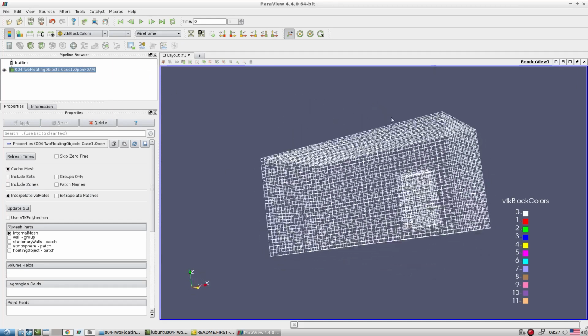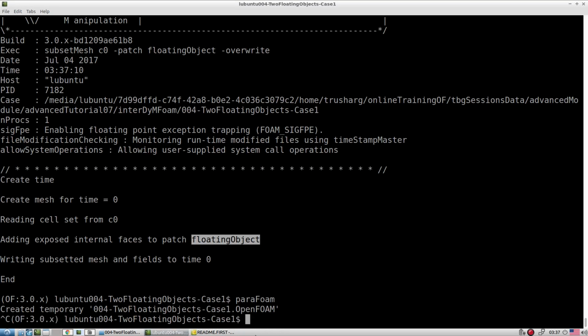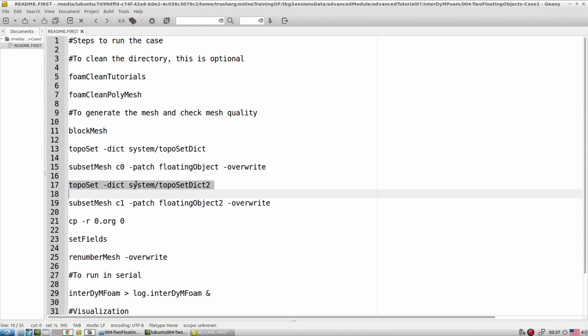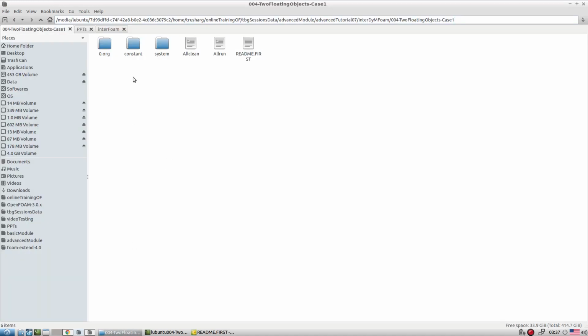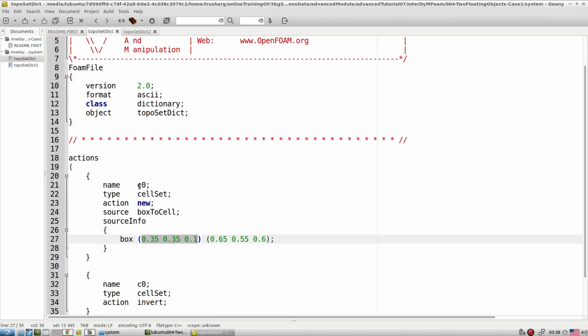This is one object we constructed. Now let's construct the other object as well. For that we have another topoSet. What you see inside topoSet 1 and 2 is nothing but the box coordinates. We want to extract that particular box, so we require the two corners of the box, and then we construct the C0.